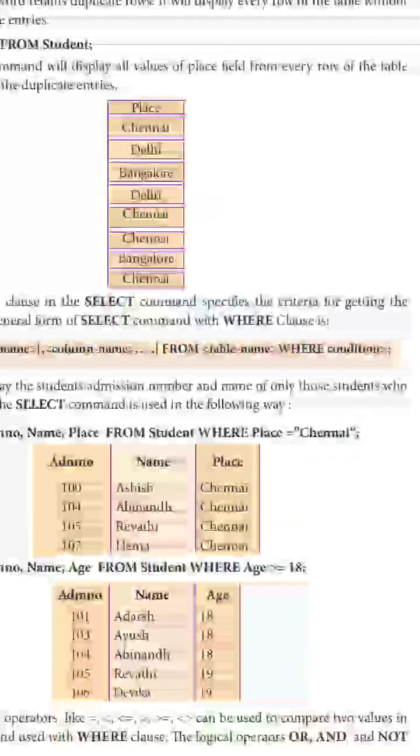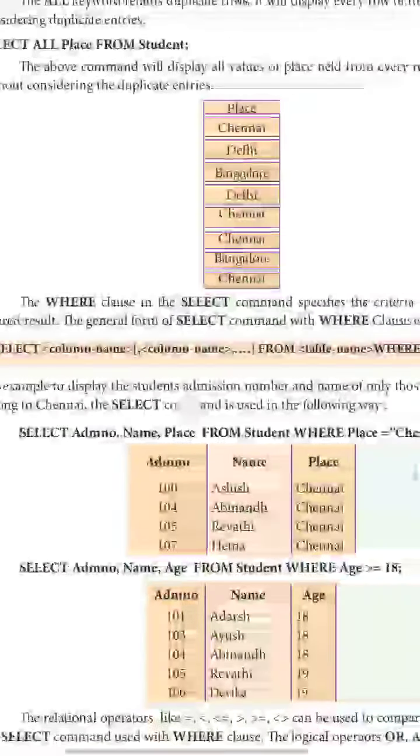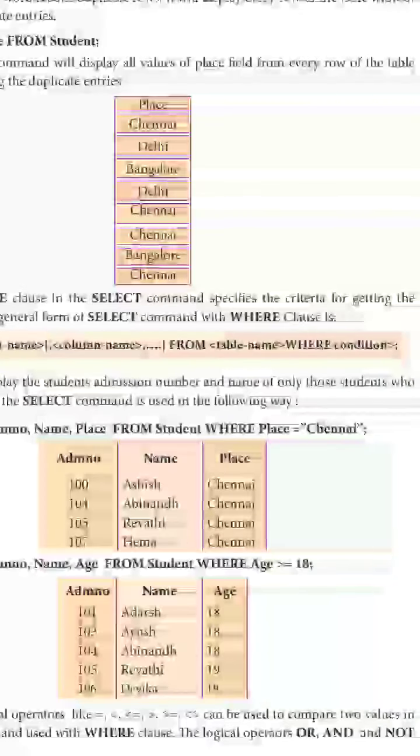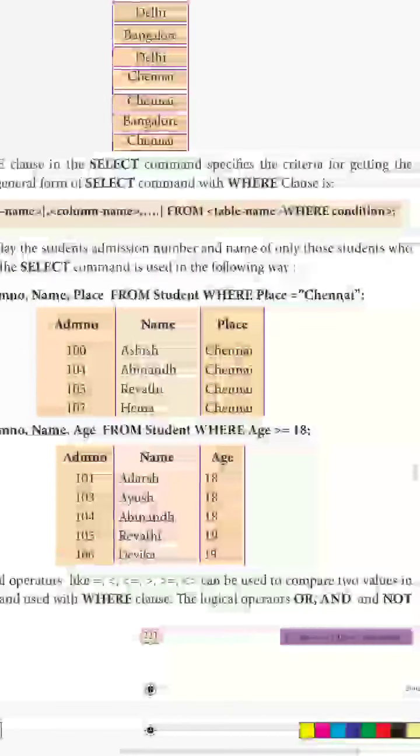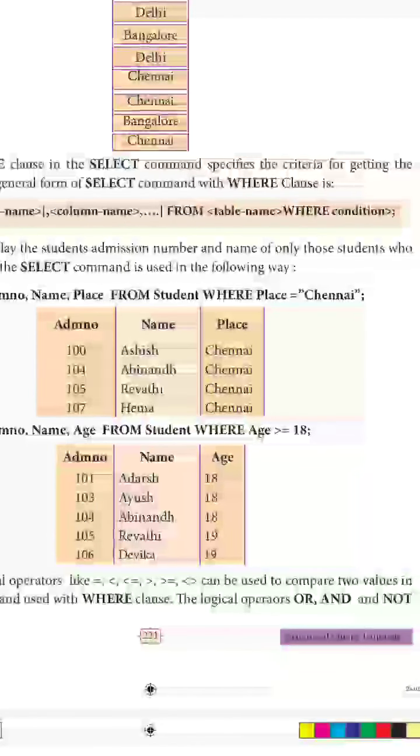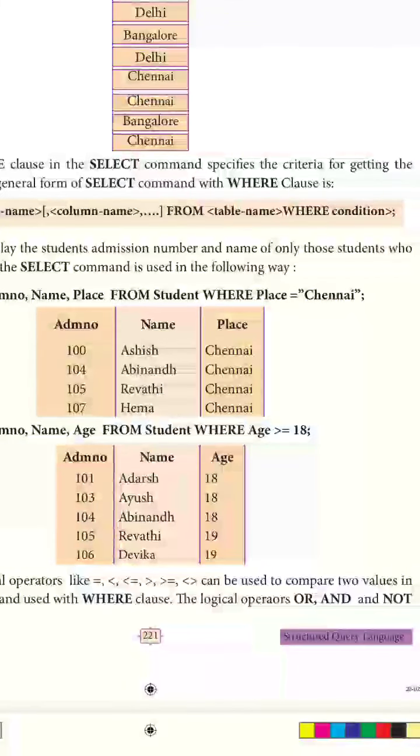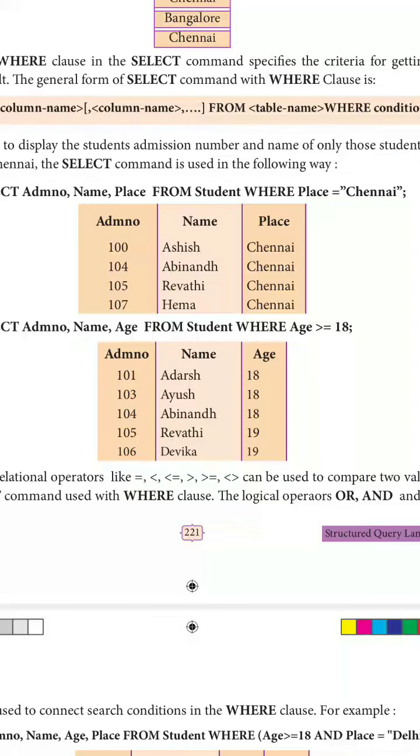Where is another clause, so you can use conditions. Okay, so here you can see that they have given where place is equal to Chennai. Okay, so it will display only the records which have place equal to Chennai, and they have used another condition here. So select admission number, name, age from student where age is greater than or equal to 18.